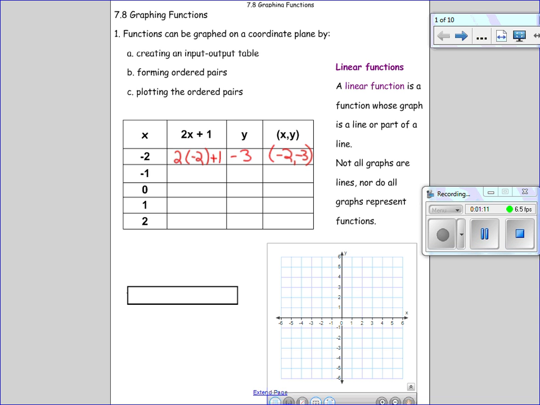So we created an input-output table that would be for your homework tonight. You can do your T. We formed our ordered pairs. And lastly, when we're done with this table, we're going to plot them on the graph.